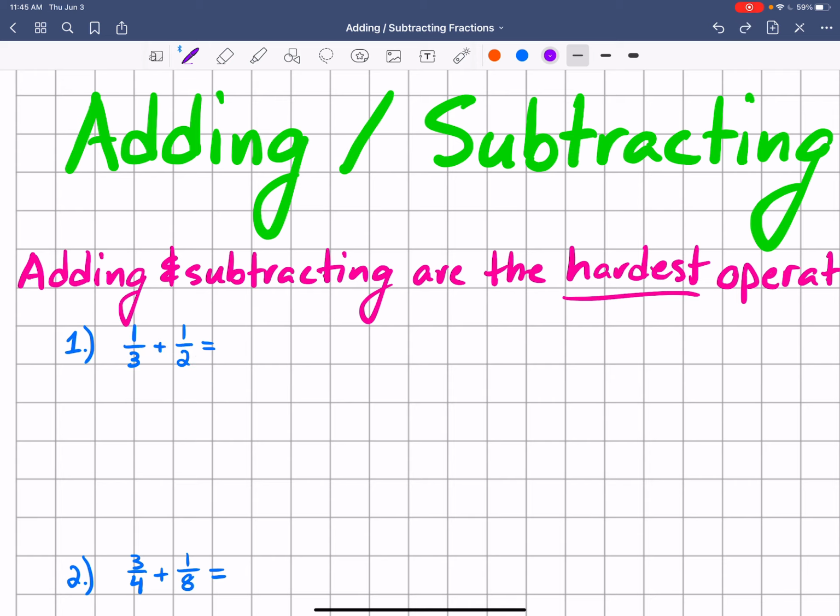So right here, something is cut into 3 pieces and we have one of those pieces. This fraction is saying something was cut into 2 pieces and we have one of those pieces. So in order to combine what we have here, we need to cut everything into the same pieces of the same size. We do this by finding what's called the least common multiple of 3 and 2. And this is how we go about doing that.